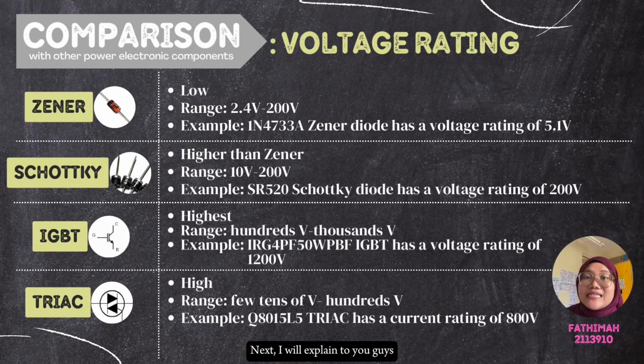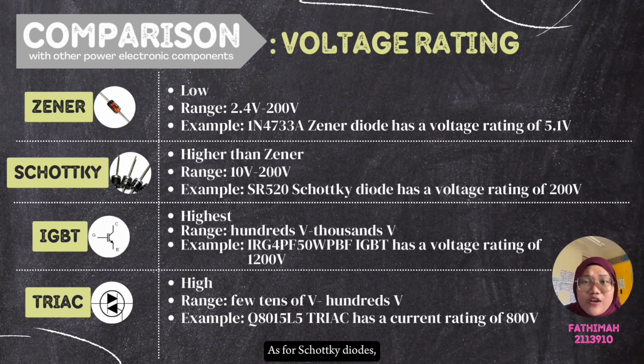Next, I will explain to you guys the comparison between our assigned component, which is the diode, and other power electronic components. The first characteristic is voltage rating. What is voltage rating? It is the range of voltage that a device can operate at safely. We can see from the slide that Zener diodes range from 2.4 volts up to 200 volts, depending on the specific type of Zener diode. They have a specific voltage rating at which they operate in reverse bias mode. Hence, Zener diodes can be found with precise voltage ratings.